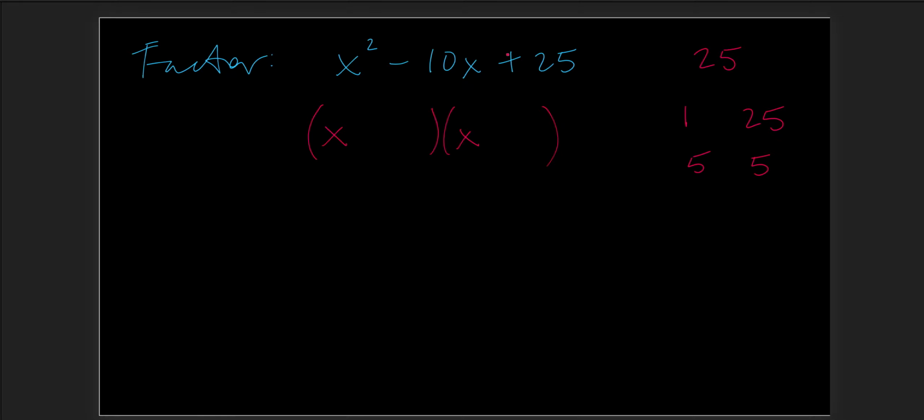I have to pick the pair now that when I multiply them, I get a 25, but when I add or subtract, I'll get a 10 of some sort. And that's going to be the 5s. So I'm going to put the 5s in here. Just throw them in.